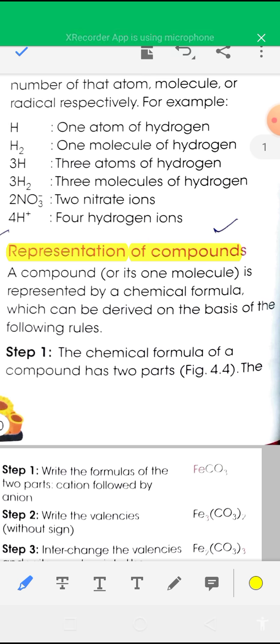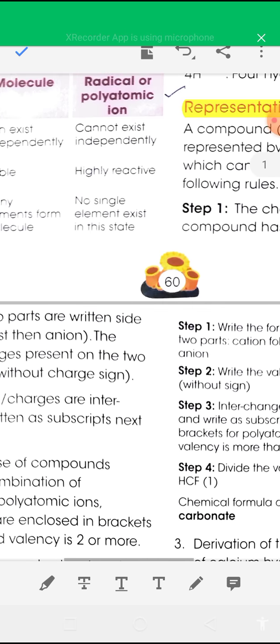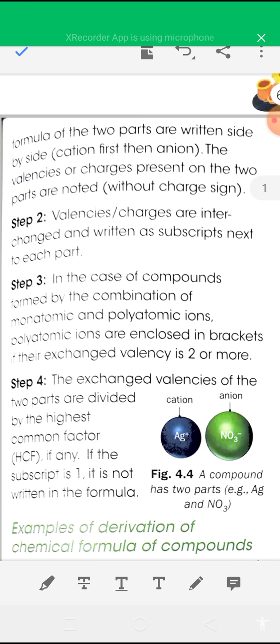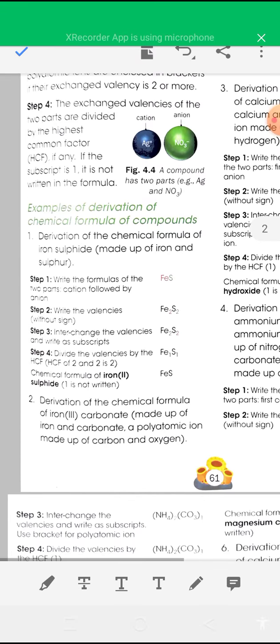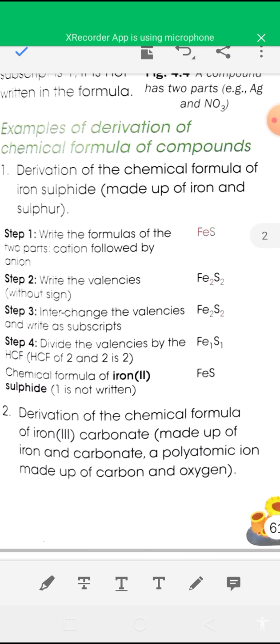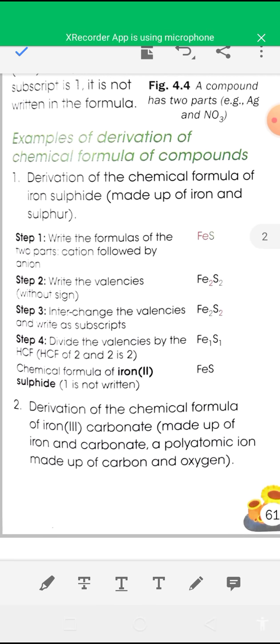Here are some steps or rules you have to follow to write down the chemical formula of a compound. There are 4 steps given. Let us explain how to represent the chemical formula of a compound with an example.